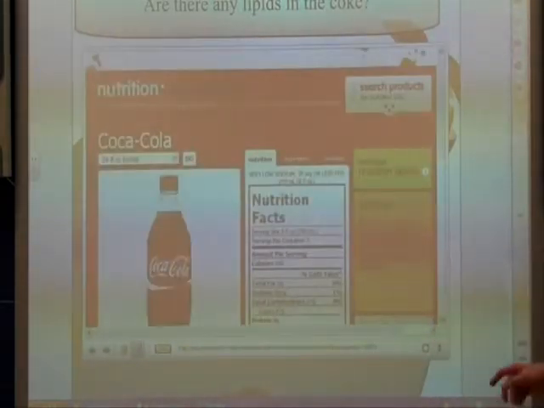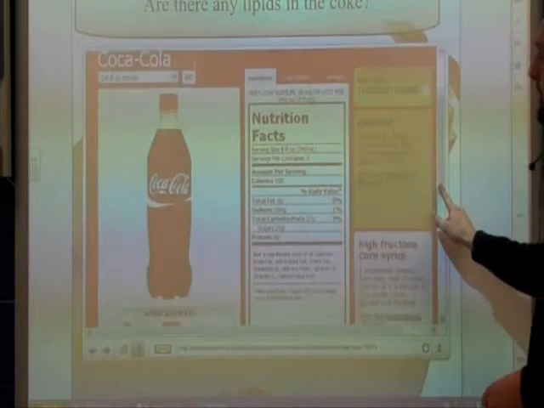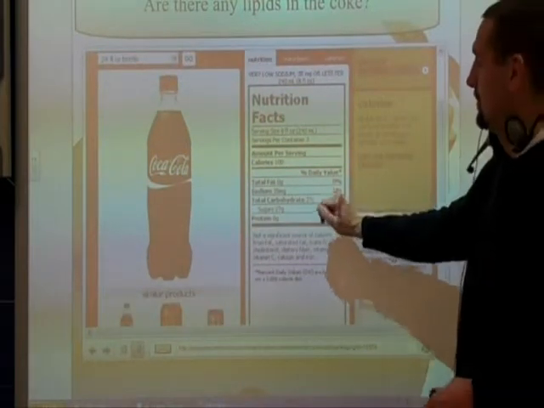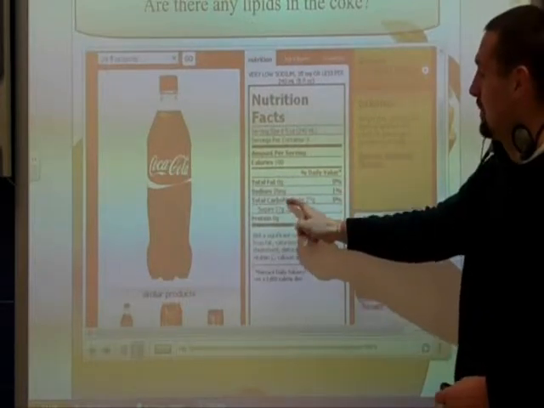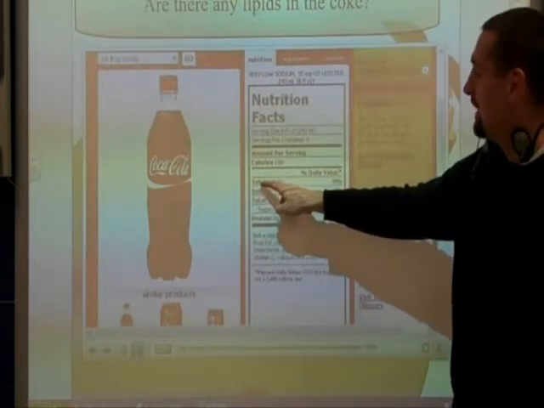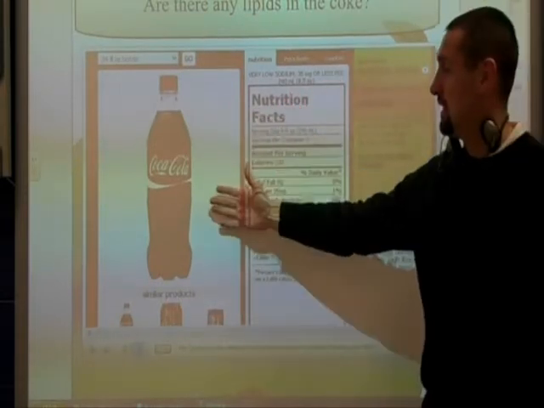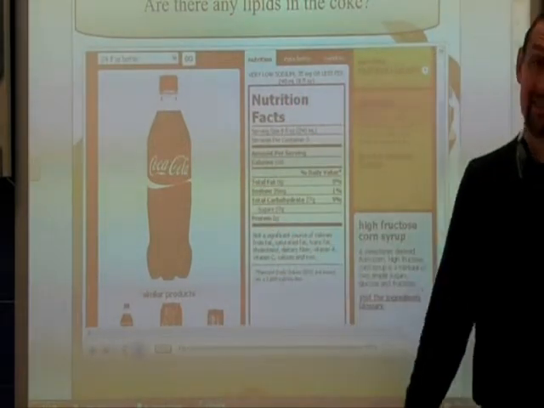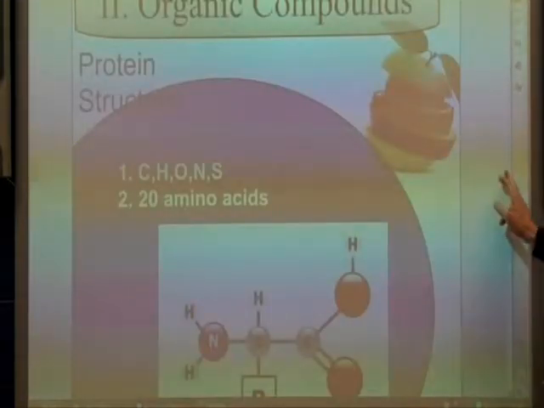Take a look at our Coca-Cola label. Are there any fats in Coke? Well, there's definitely lots of calories. We get most of those calories from sugar. There's some salt. Total fat, 0. No lipids in Coke. Or protein in Coke. And that's what we'll look at next. Proteins.